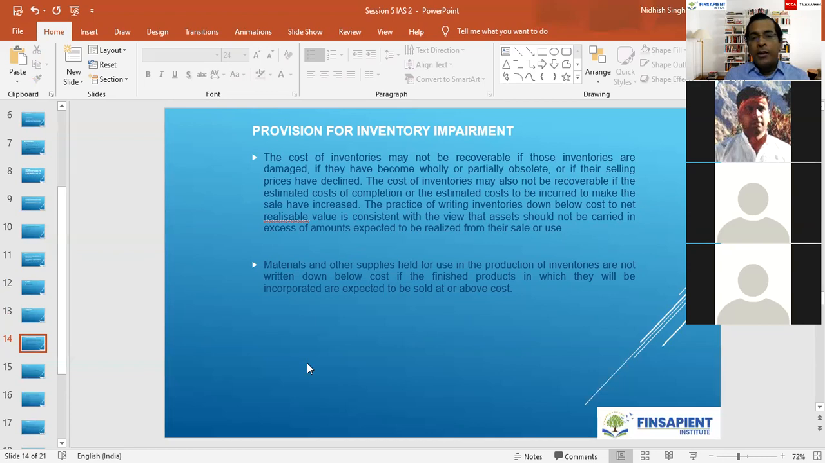The practice of writing inventory down below cost to net realizable value, so yeah, NRV, is consistent with the view that assets should not be carried in excess of the amount expected to be realized. All right, so simply it is underlining the same concept, and it is taking the prudent view that the carrying value should always be the lower of all the estimates, whether it is cost or the net realizable value. Take the lower value always for the balance sheet.